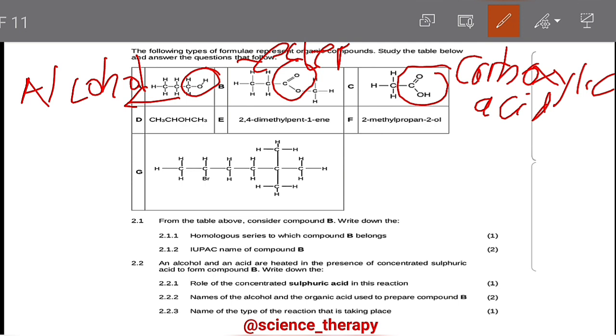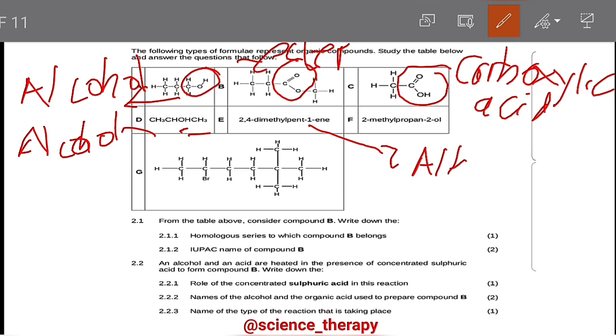Then D, we can see the OH there, so alcohol. Then E, 2,4-dimethyl pent-1-ene. You're an alkene because of the suffix -ene. Then F, 2-methyl-propan-2-ol, so it's an alcohol.